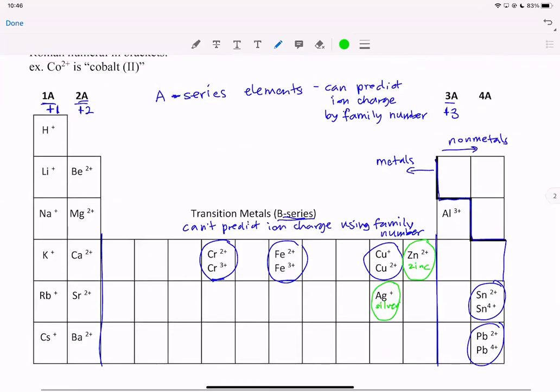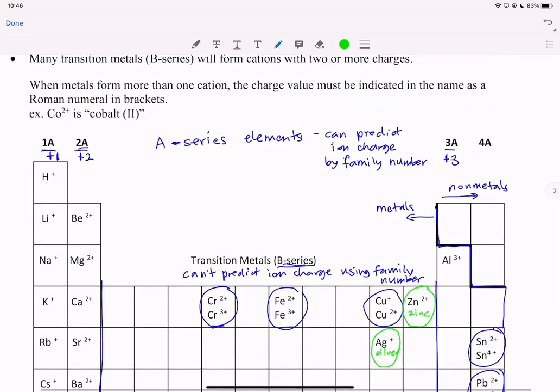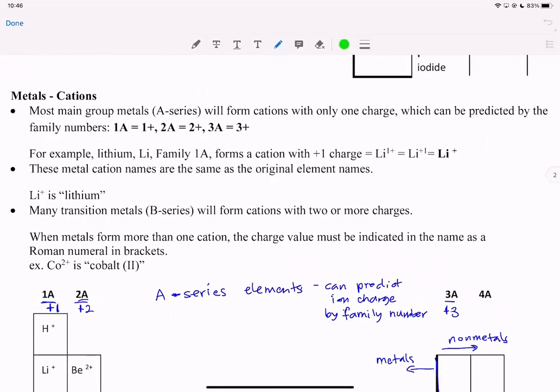Okay, and so this is the metals. The metals are the majority of the periodic table, to the left of that stair-step line. Most of the elements in the universe are considered metals. And so these are predicted by the family numbers, and the names are really easy. We like the names. They're basically just the original element names, so you don't have to change anything about these names.